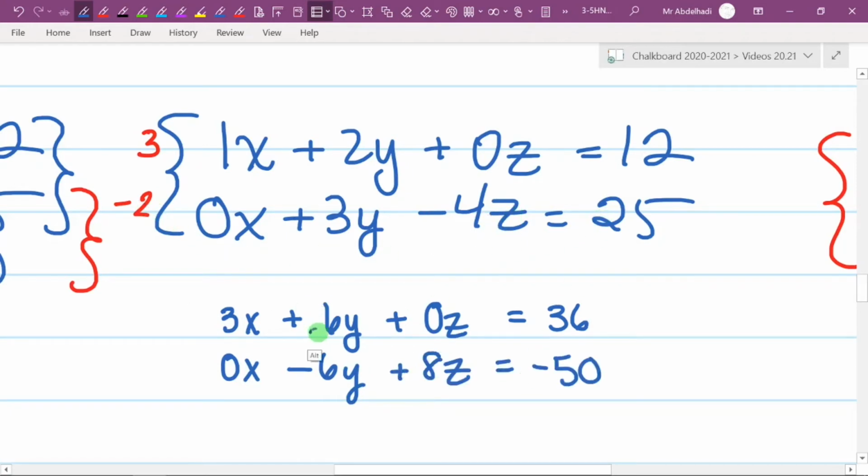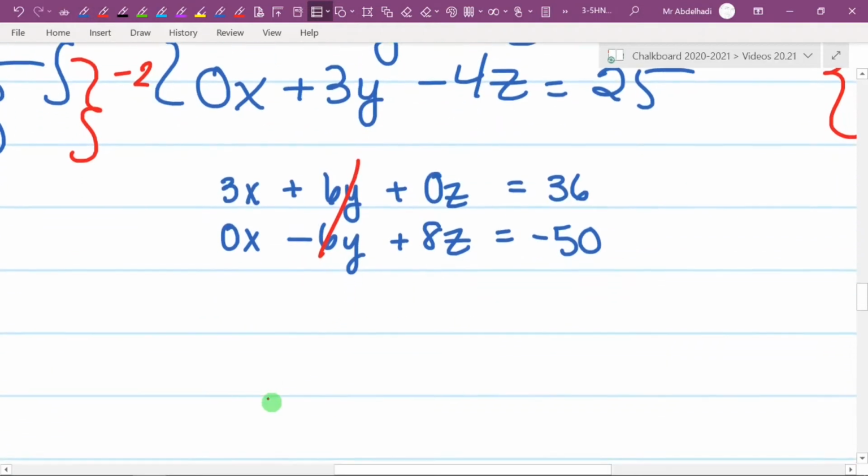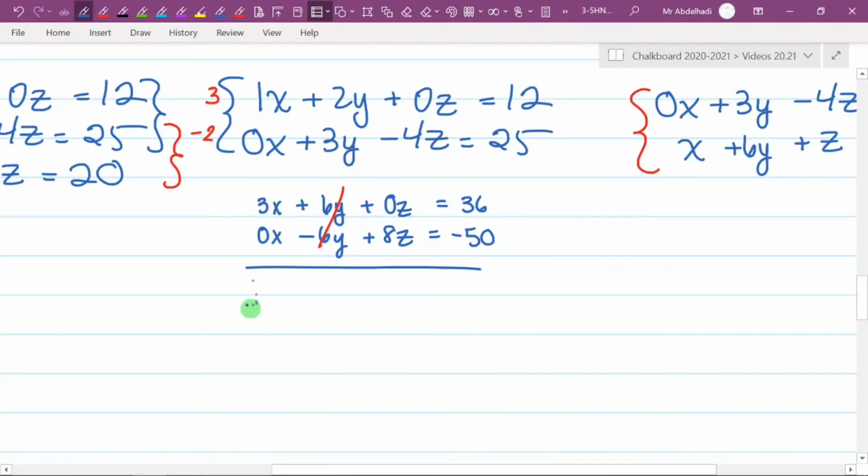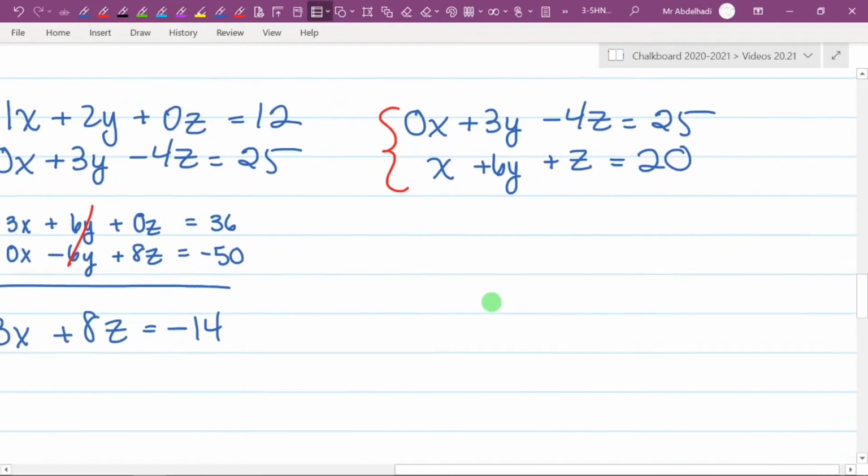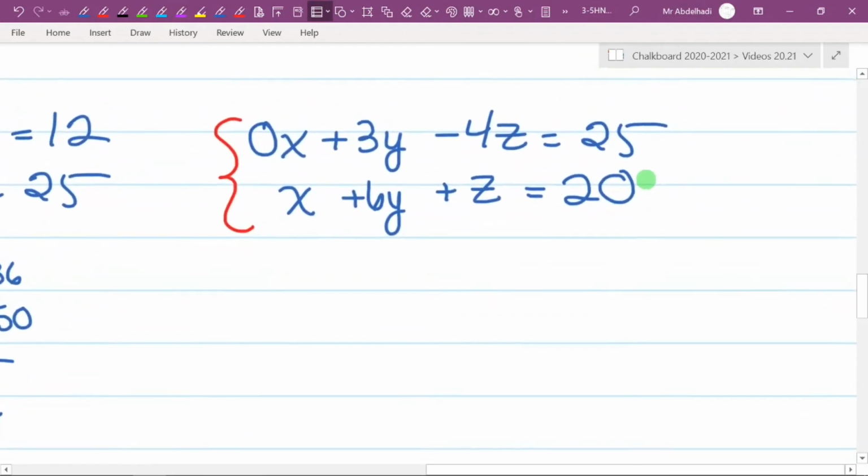So when we add these together, what do we get? Those cancel out, which is exactly what we want to happen. And what we get here is 3x plus 0x is still 3x, plus 8z equals negative 14. Now, that's not an answer. That's a two variable equation. We're going to need another equation with both x and z in it to be able to continue. So come over here, get rid of the y's on this equation here, and you'll have what you need.